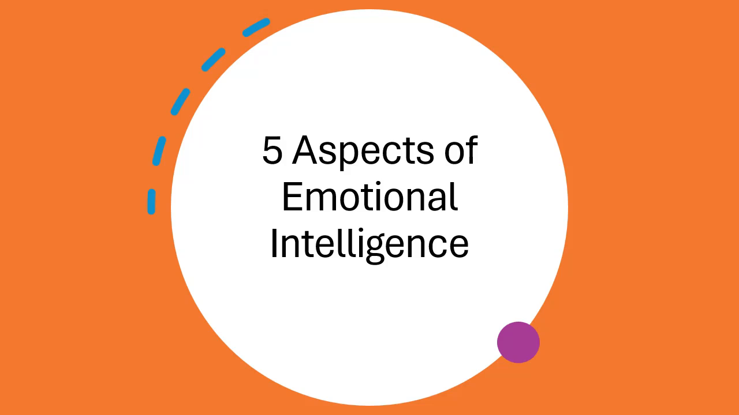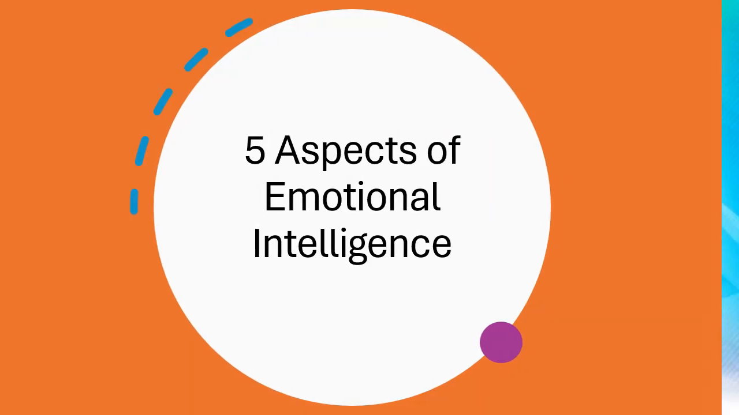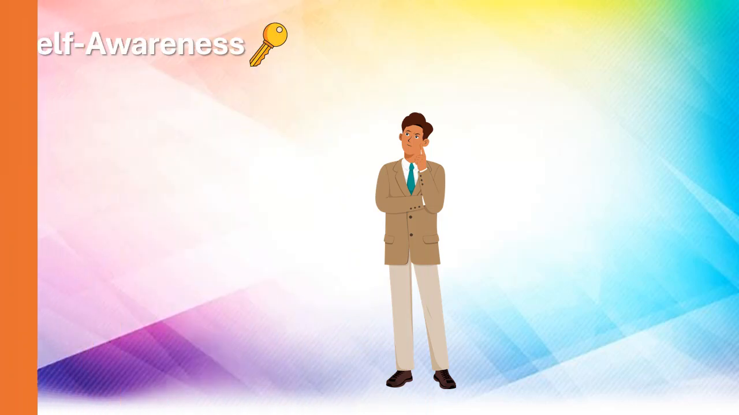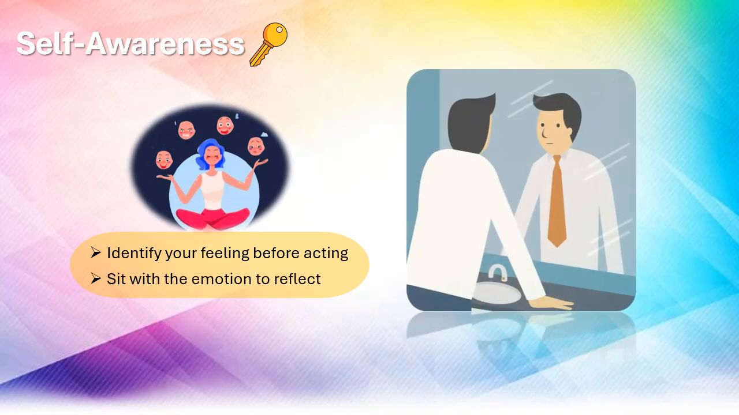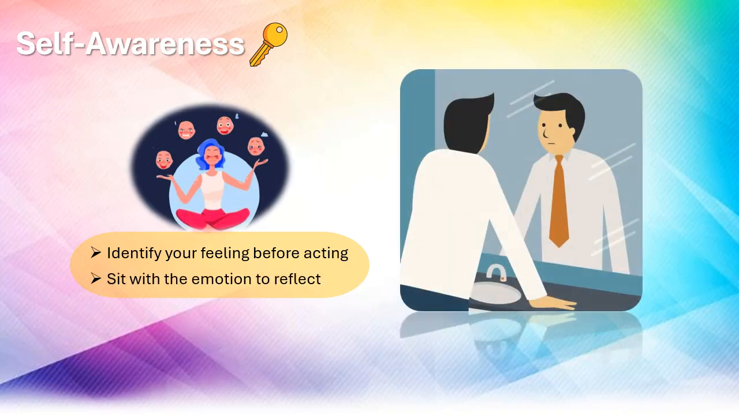Let's broaden our understanding by describing the 5 aspects that make up EI. Self-awareness plays a key role in EI. The first step is to identify how we are feeling before we act. Taking a few moments to acknowledge the feeling and self-reflect is crucial. It all starts with us.